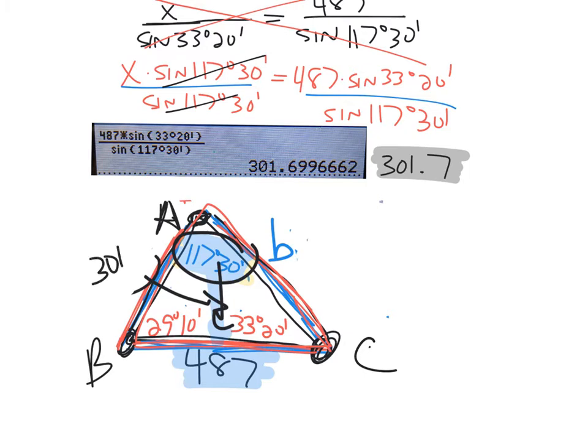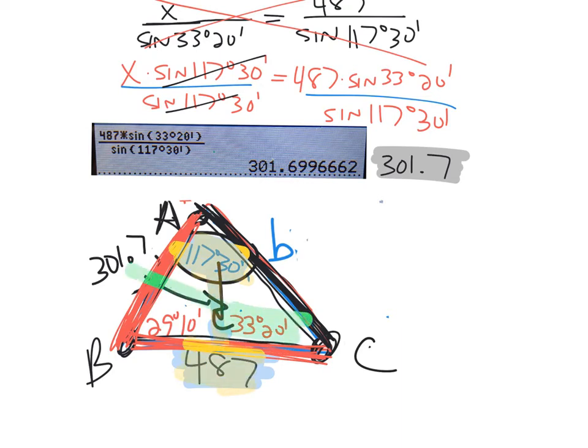Now, in order to figure out how much fencing we need for the entire lot, we now know the bottom is 487. We know the left is 301.7. Now we're going to go about figuring this side on the right. And we can do that in a bunch of different ways. We can again use the law of sines because we have now two matching sets. We have our A's that we used initially, and now we actually have side and angle C as well.